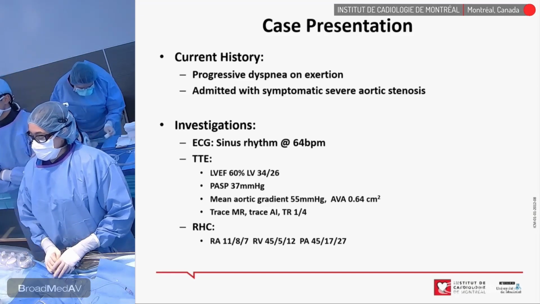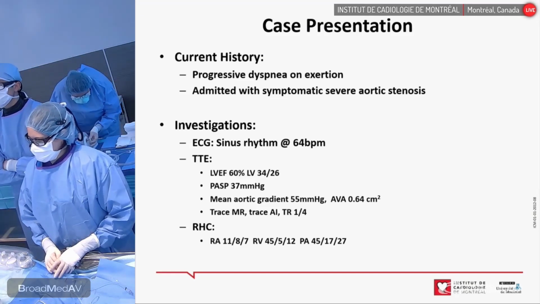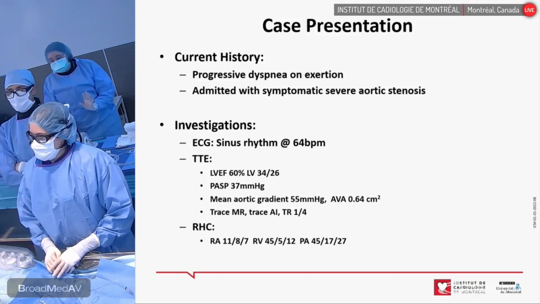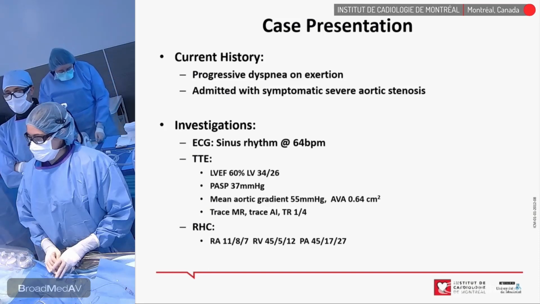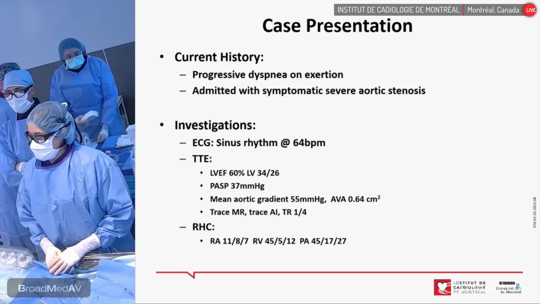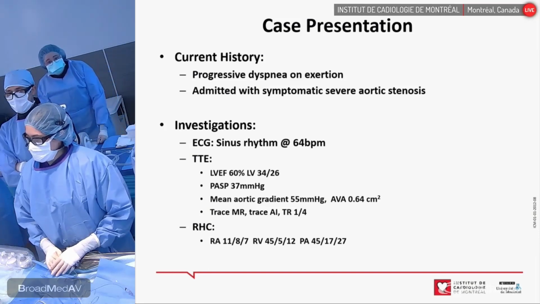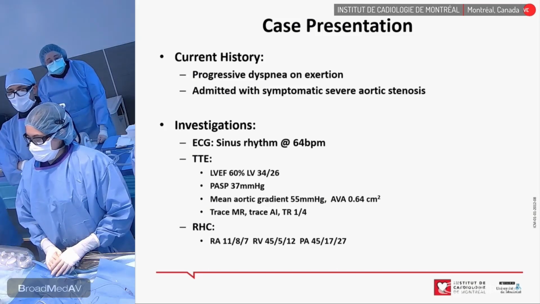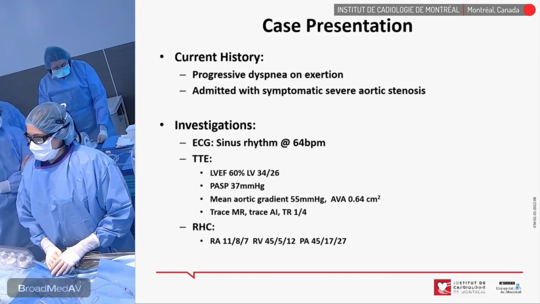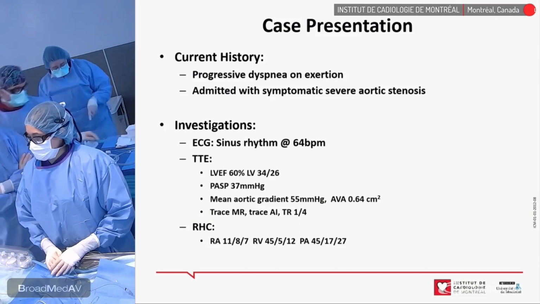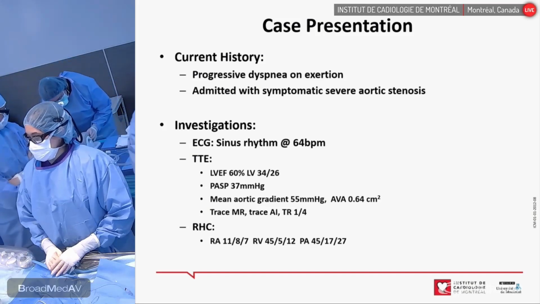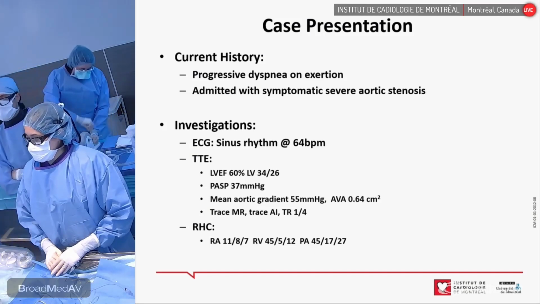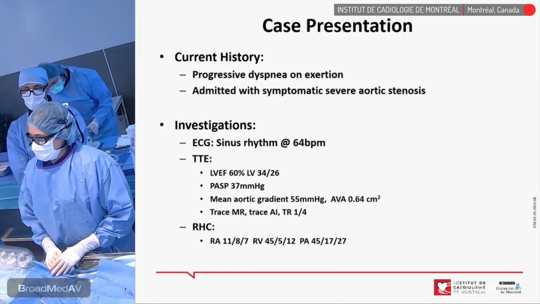She was admitted at this particular time with progressive dyspnea on exertion with symptomatic aortic stenosis. Her ECG showed sinus rhythm at 64 beats per minute, and her echo shows preserved ejection fraction at 60%, quite a small left ventricle, 34/26, mild pulmonary pressure elevation, a mean aortic gradient of 55 with a calculated valve area of 0.64.